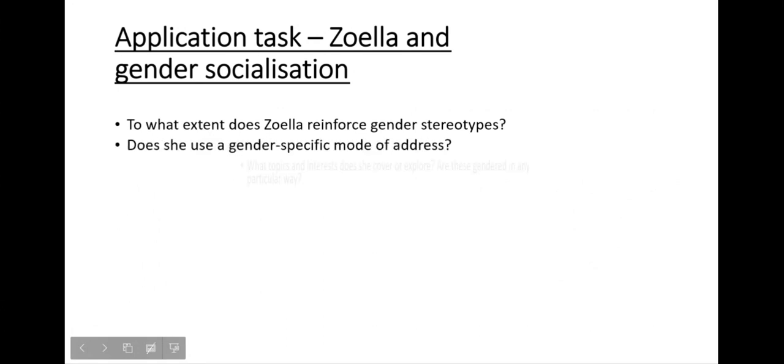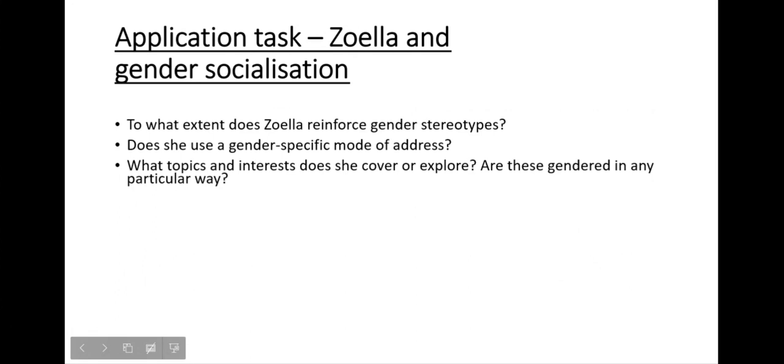So if we take this to Zoella now, and what I'm talking about now is actually going to be your main task for today's lesson. When it comes to gender socialization, I'd say that Zoella is someone who's a really interesting case in point. And there are three main questions that I want to be the focus of your research, which you're going to do after you finish watching this video.